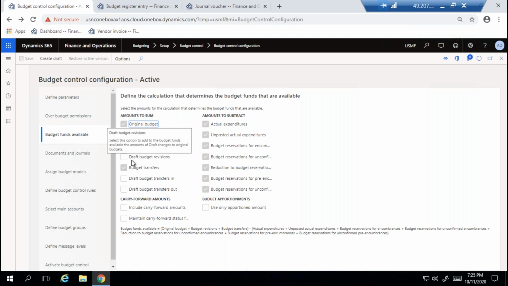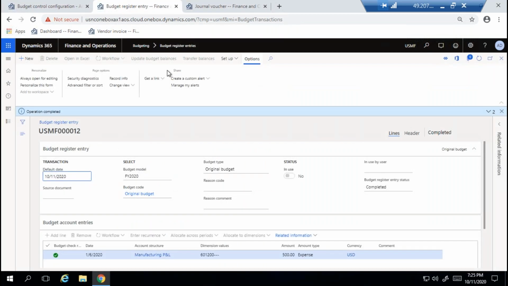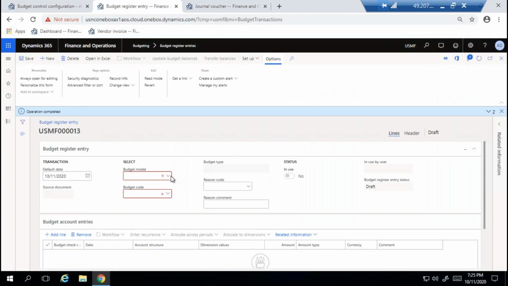Okay, what is this draft budget revision? Draft budget revision only, that is revision budget only, but a draft means I have entered but not posted. That also, whether I need to consider or not.